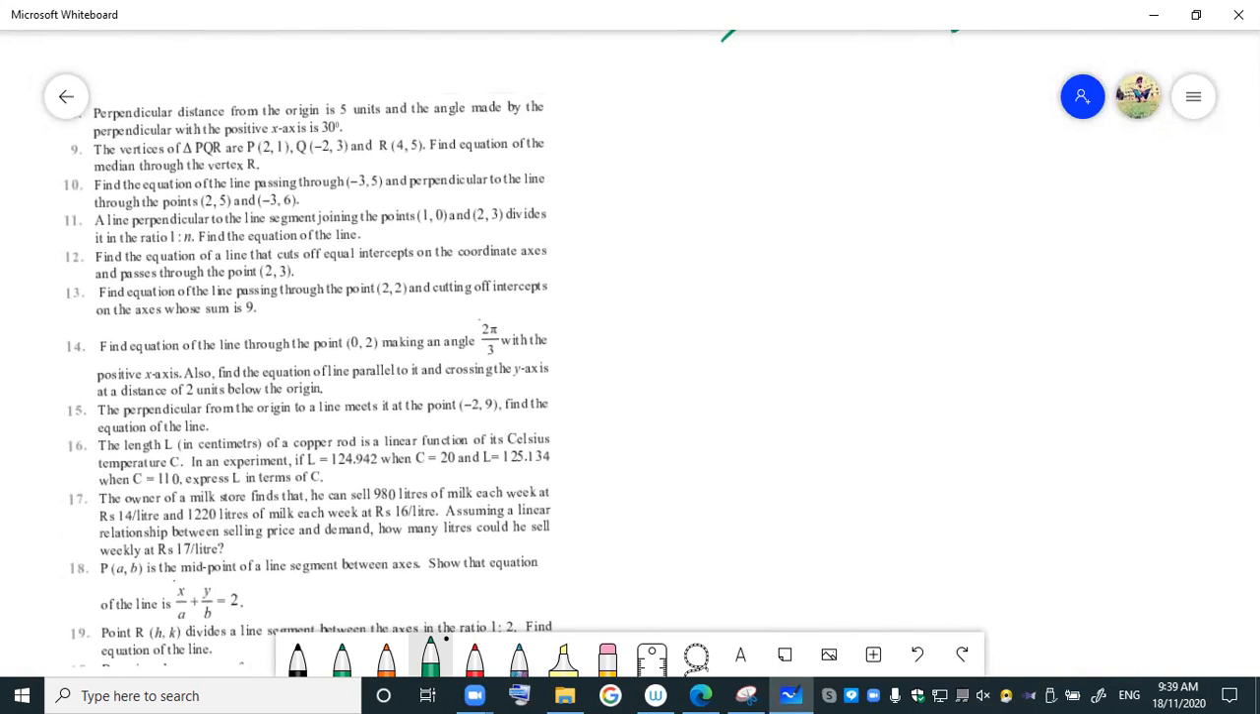Question number 10. Find the equation of the line passing through the point (-3, 5), perpendicular to the line through the points (2, 5) and (-3, 6). A line is passing through (-3, 5), and it is perpendicular to another line which is passing through two points, (2, 5) and (-3, 6).